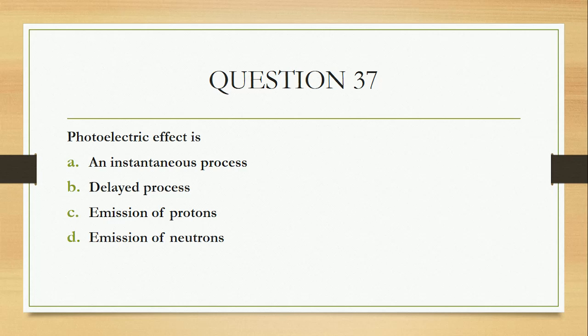Next question is, photoelectric effect is option A an instantaneous process, option B delayed process, option C emission of protons, or option D emission of neutrons. And the correct option is option A an instantaneous process.